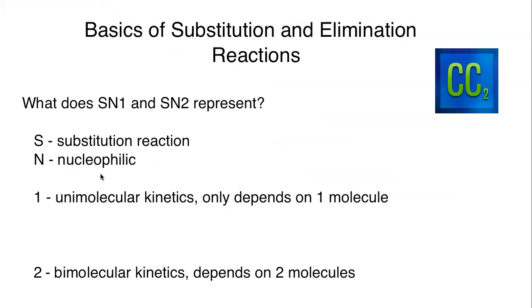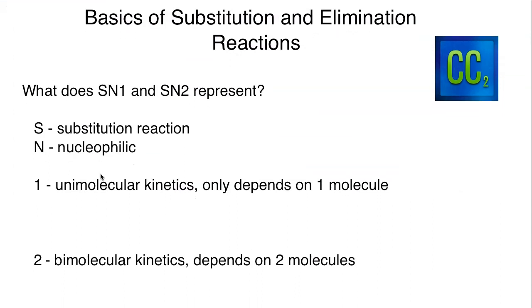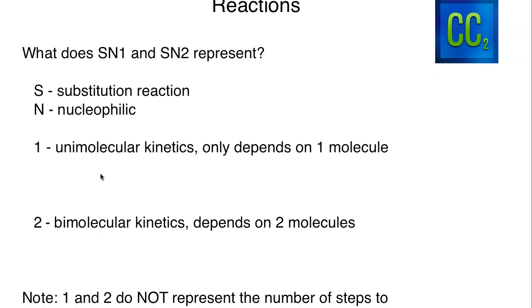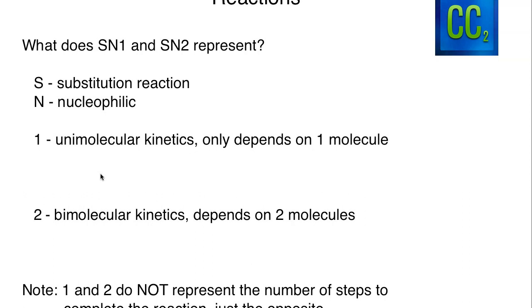Now, what does SN1 and SN2 actually represent? So the S and the N are discussing, probably might be obvious to you, substitution reactions for the S, and the N stands for nucleophilic. So those are the two major portions there. Now the 1 and the 2 are referring to the types of kinetics that these substitution reactions are going to undergo. So when you talk about an SN1, you are talking about unimolecular kinetics. So that's what the 1 stands for.